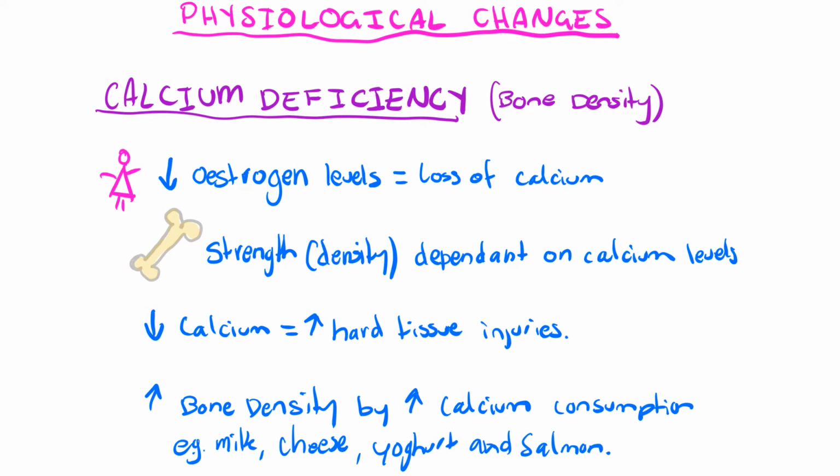Now, obviously here you can see that the strength of our bones or the density of our bones is highly dependent on calcium levels. So we have high calcium levels, we have very strong bones. We have low calcium levels, we have not very strong bones. So if we then look at this concept, well, what happens if we don't have strong bones and we have low calcium levels in our body?